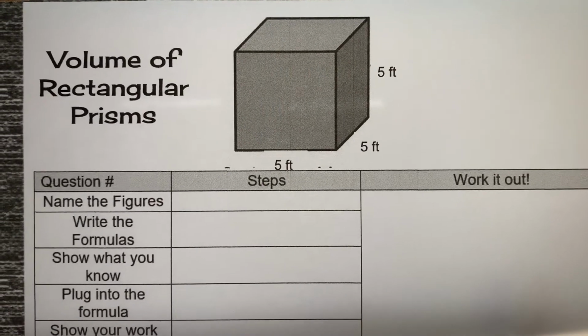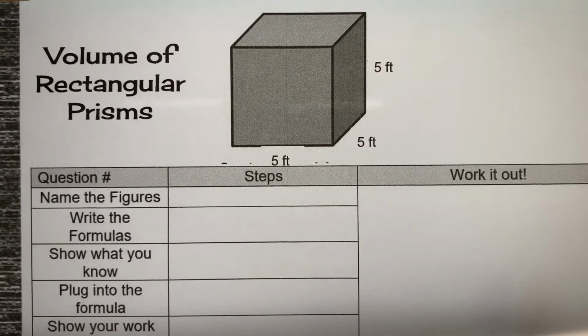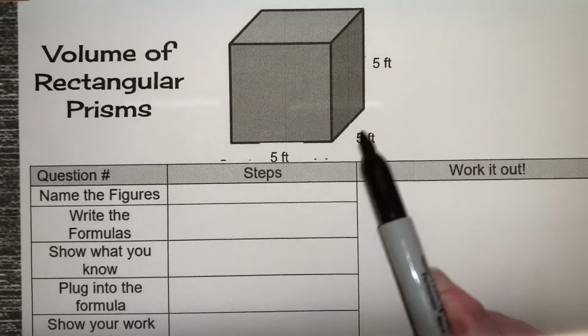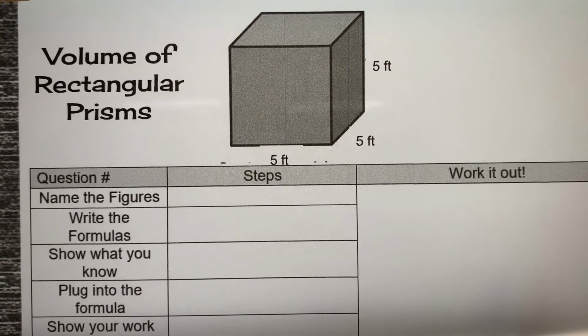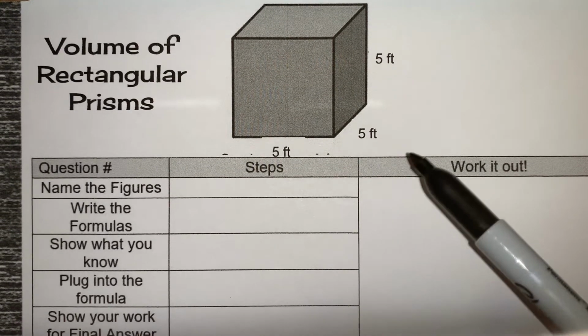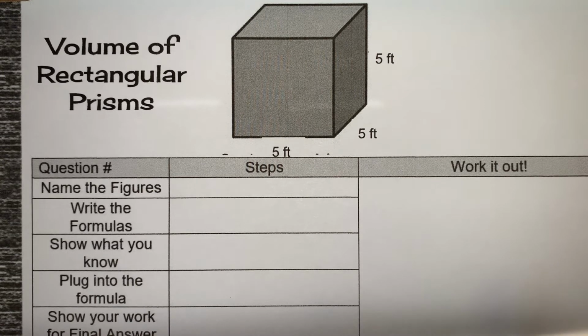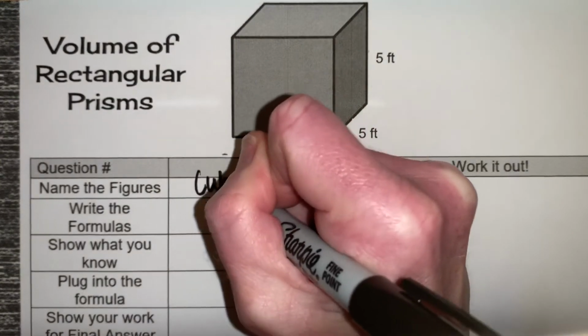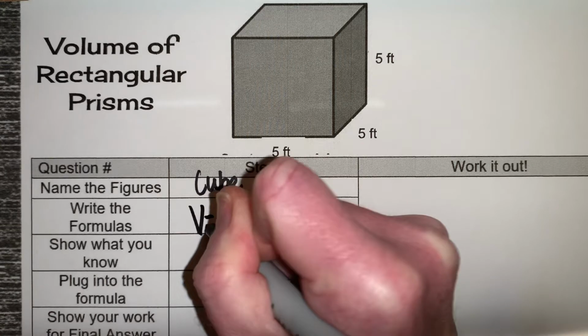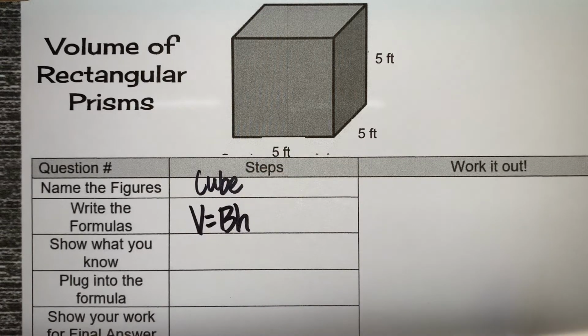Okay, this time our rectangular prism, if you look at the dimensions, they're all the same. The length, the width, the height, they're all 5 feet. If a rectangular prism has the same dimensions, that means it's a cube. You could still put rectangular prism because a rectangular prism and a cube are the same thing, but its technical term is a cube. The formula is still going to be the same, area of the base times the height.